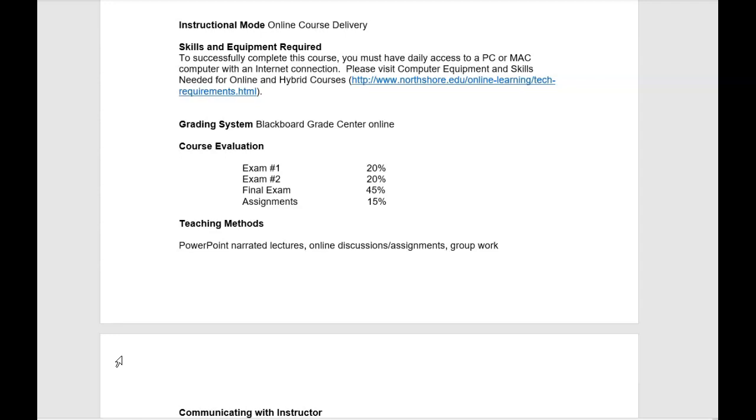This is the breakdown of the course evaluation. There are two exams that are each 20%. The final exam is comprehensive, and then there are some assignments throughout the course in the form of discussion board assignments, things like Flipgrid, where you do an introduction of yourself, you do some patient education, those types of things.